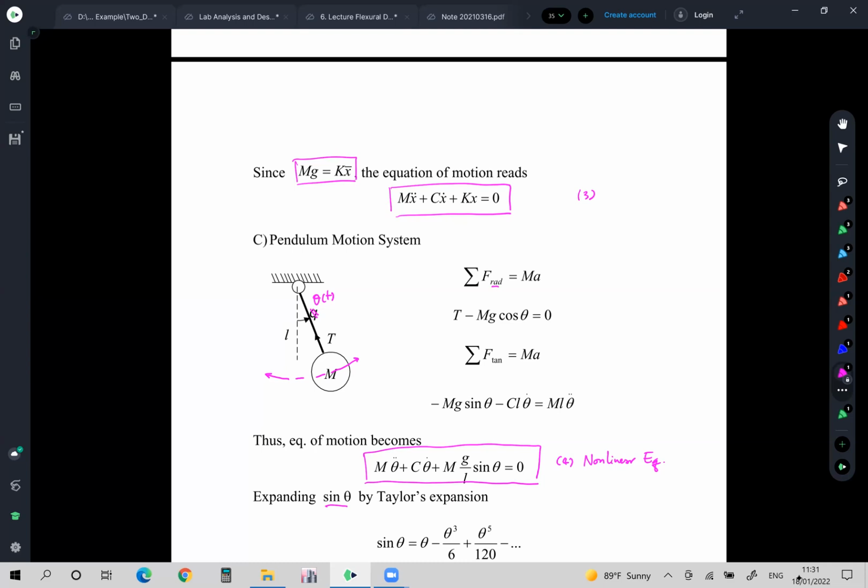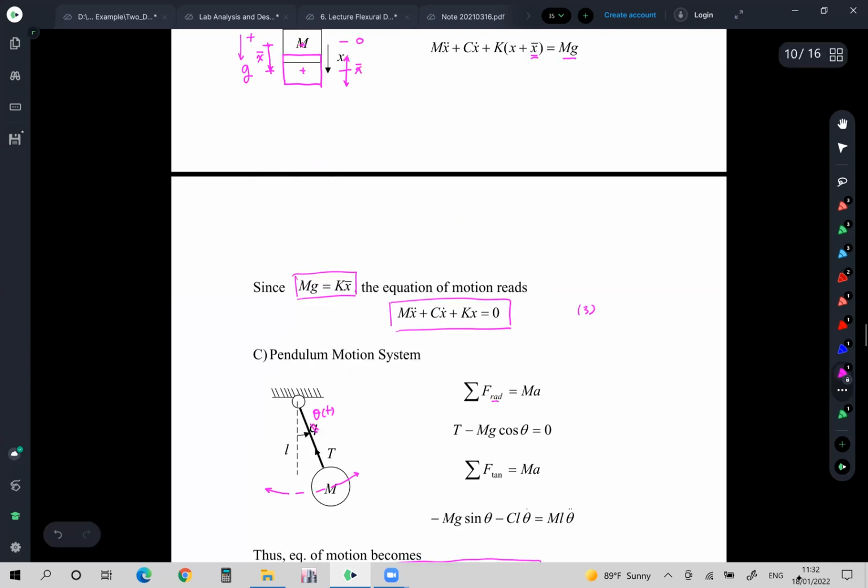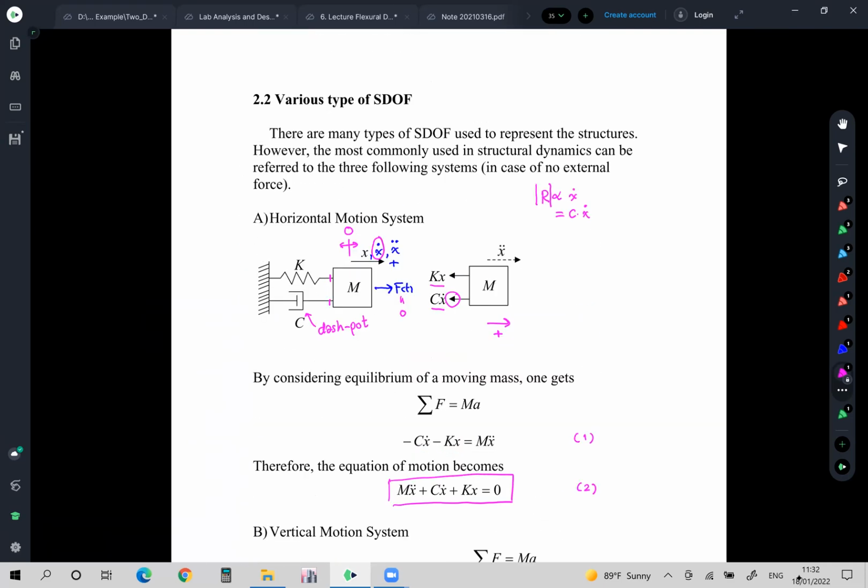Can you explain the behavior of that point again? Which point? The points in the horizontal motion system. Explain what? The dashpot, the CX. Okay, can you explain again?